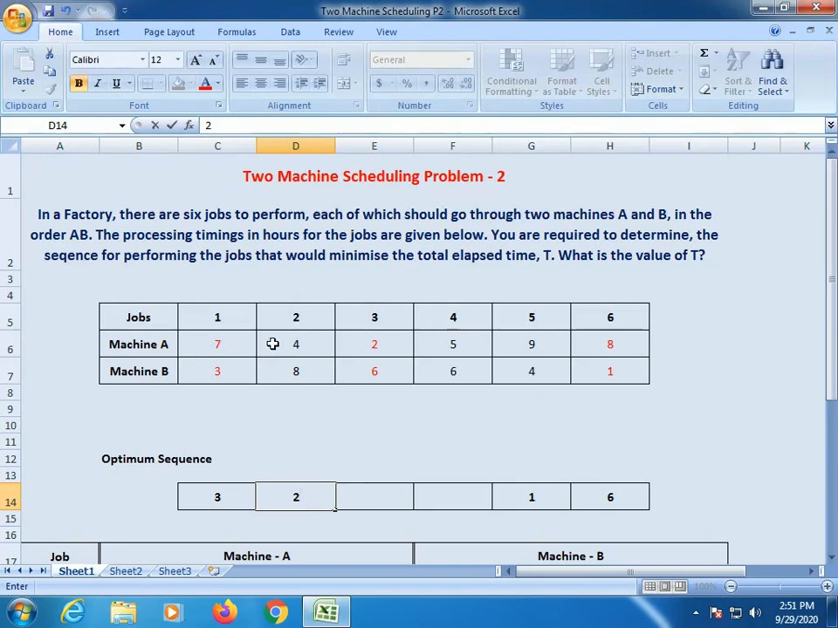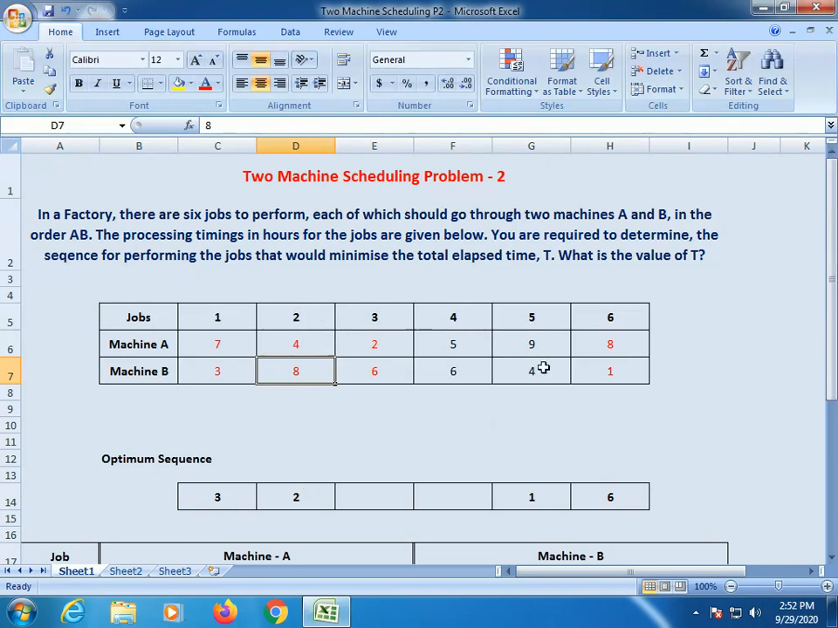So if any processing time is relating to machine A, then we have to place that processing time's job from left to right. Here we already have one job, so after that job we have to place the next job. So we place the second job here from left to right, because this 4 is relating to machine A, right? I'm just changing the color here. We do not take this 8 after that, because we already placed the second job here.